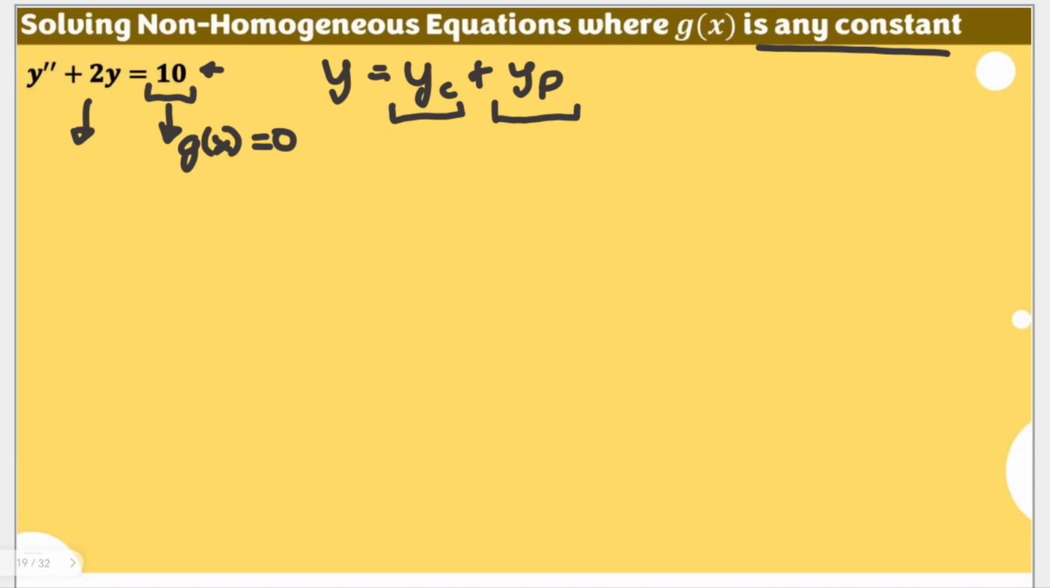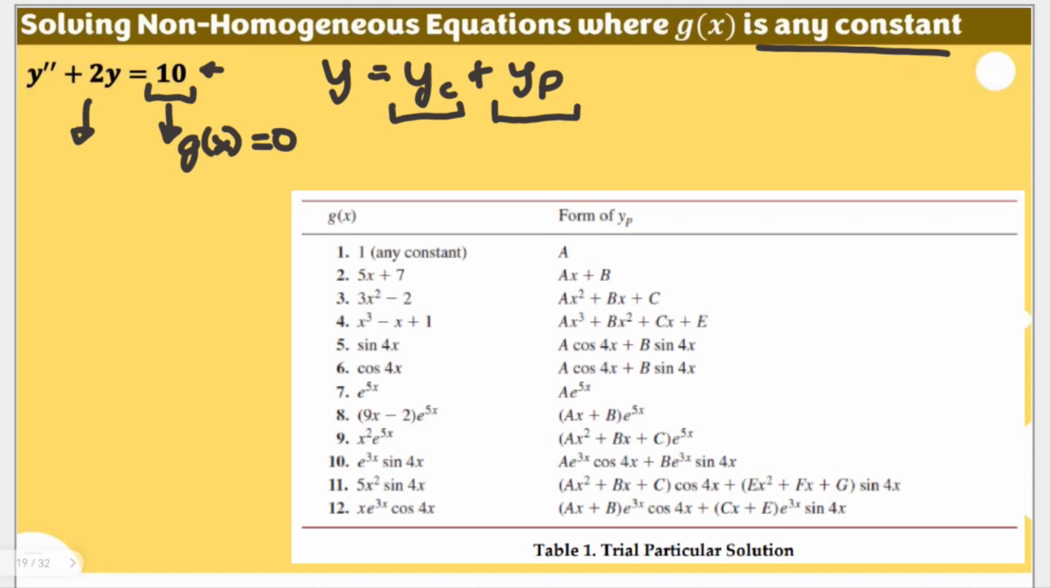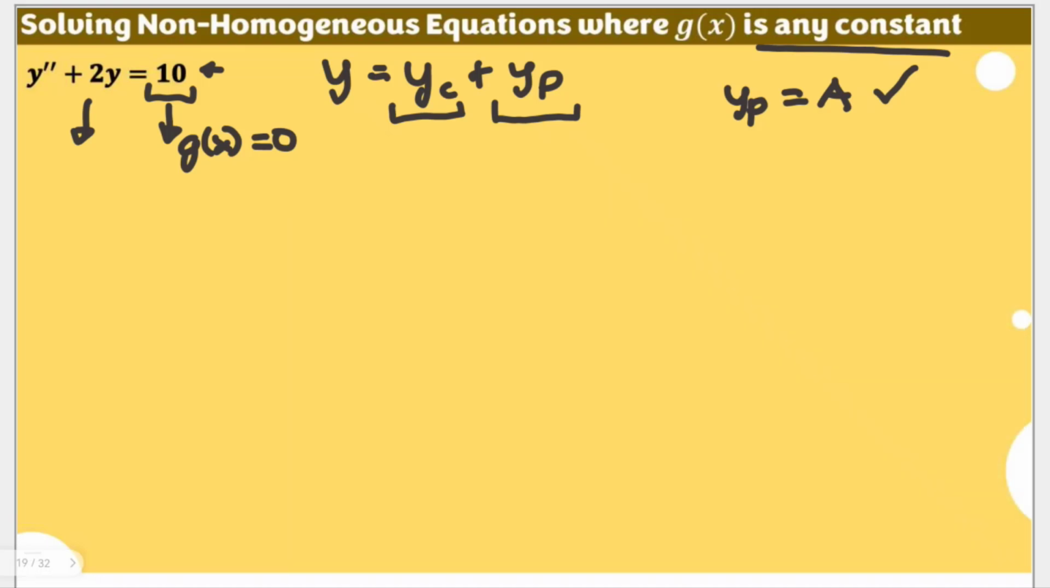y sub p is called the particular solution, and please refer to this table here. This table shows us the form of y sub p we need to follow, and since our g of x is a constant, we're going to use here y sub p equal to A. And later we will be dealing with that as the second part of our process, because we need to get the exact value of A to be added to our y sub c for the general solution of this given equation. So first, let's solve for y sub c.